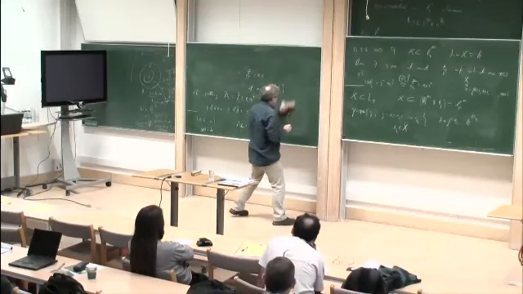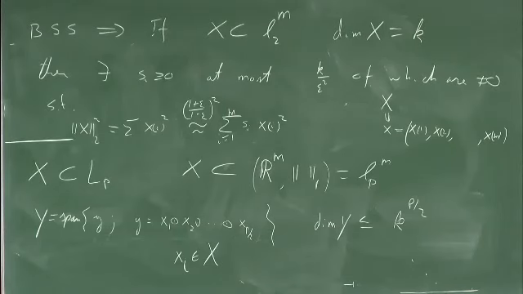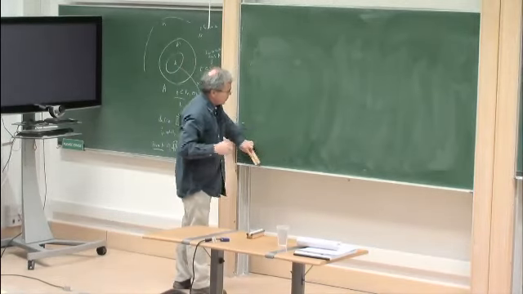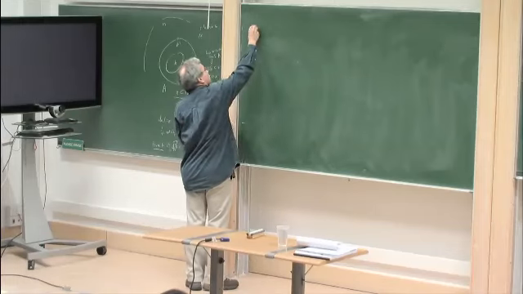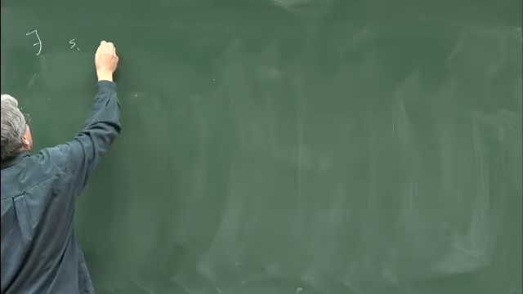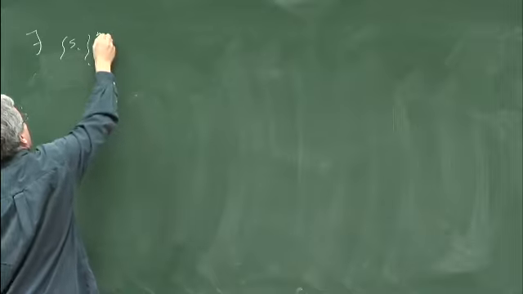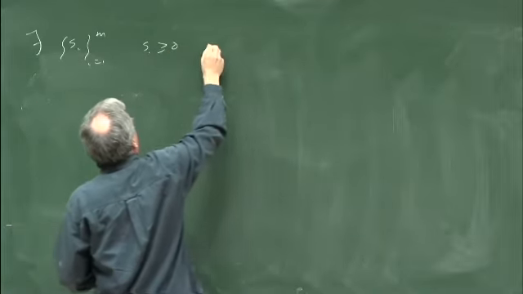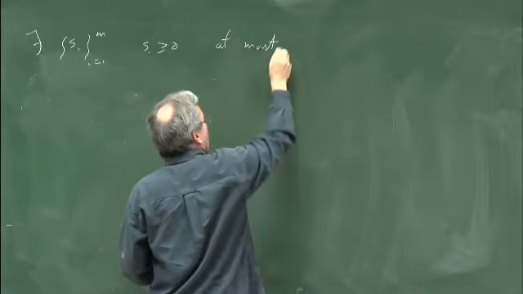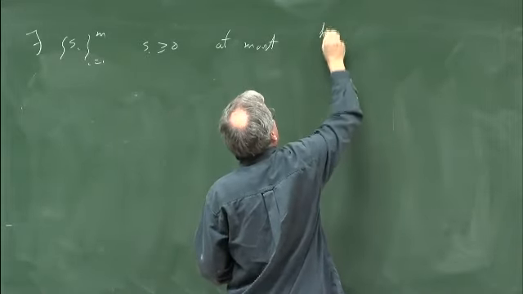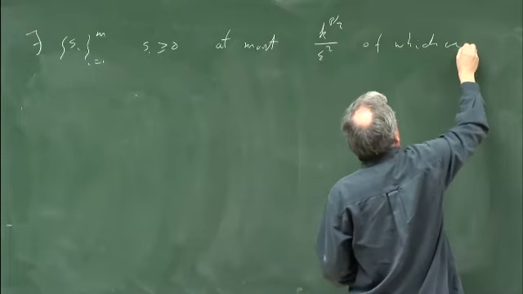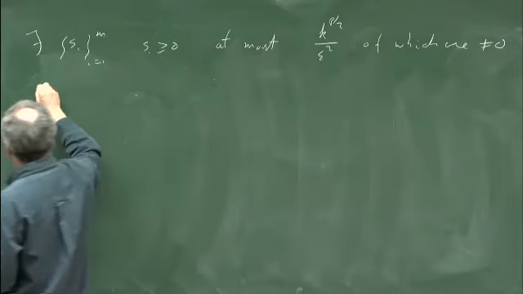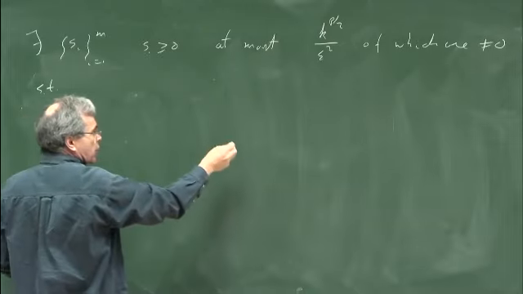And I'm going to apply the corollary of the theorem that I wrote there, to y, not to x, but to y. So there exist s_i, i from 1 to m, non-negative, at most k to the p over 2 over epsilon squared of them, of which are not 0, such that what do I get? Such that I have this thing in L2.